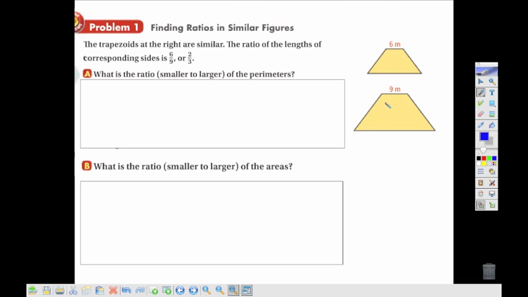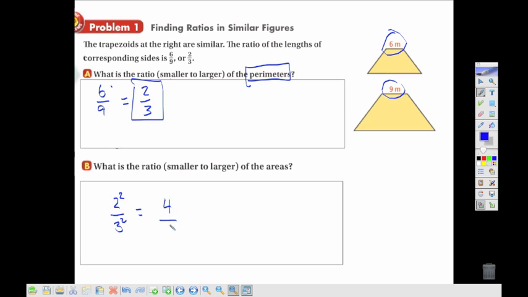So they might give us two figures and say, what is the ratio of the perimeters? Well, to look for the ratio of the perimeters, we really just need to compare the sides. They ask smaller to larger, so that would be 6 to 9. We'll write it as a fraction, which would be equal to 2/3. That's the ratio of the sides. It's also the ratio of the perimeters. The ratio of the areas, though, we would take that and we would need to square each one. That's going to give us a ratio of 4 to 9.